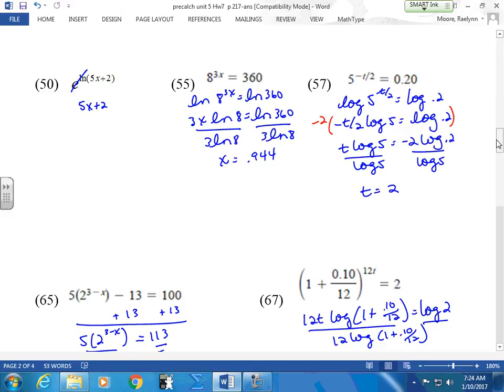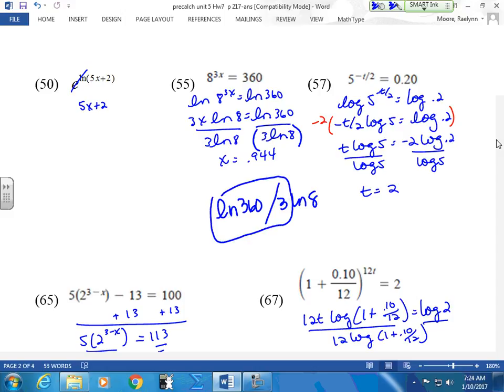You need to get x by itself, so you're going to divide by this. Now if you use a fraction bar, this works fine. If you don't use a fraction bar, make sure this is in parentheses. Otherwise, when you put this in your calculator and you divide this, it's going to do ln of 360 divided by 3, and then multiply it by ln of 8. So if you've got the 83 calculators, make sure those are in parentheses.